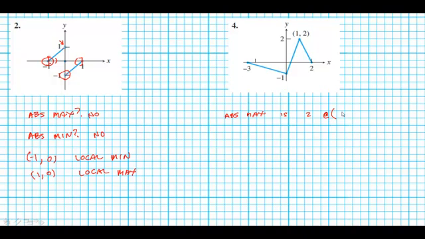Moving on to problem number 4, we could say that the absolute maximum for this is 2, and that it's at 1, 2. As for absolute minimums, the absolute minimum is -1, and it's found at 0, -1. By the way, those absolute maxes and mins are also local maxes and local mins.